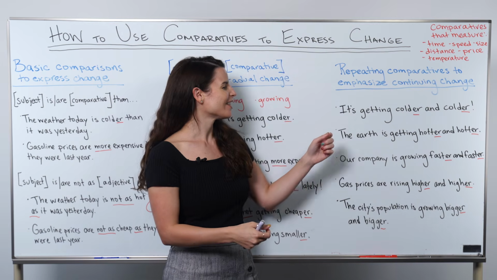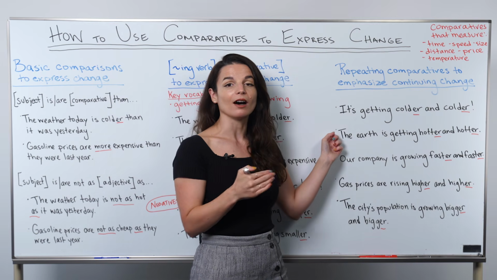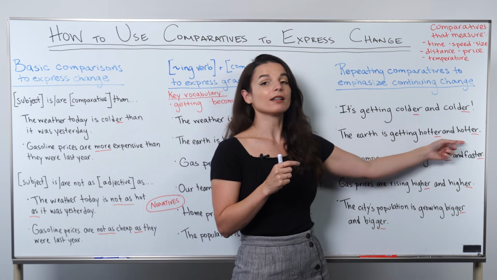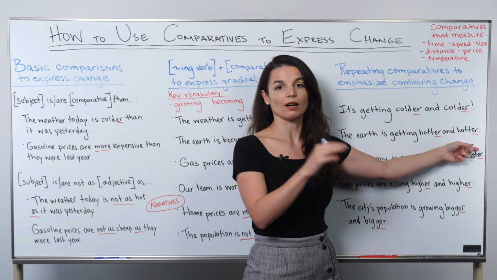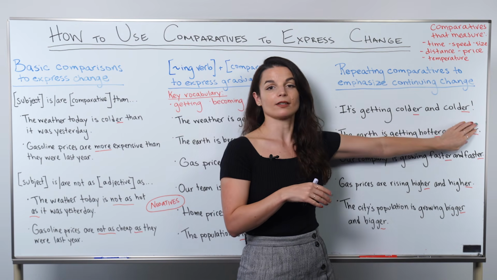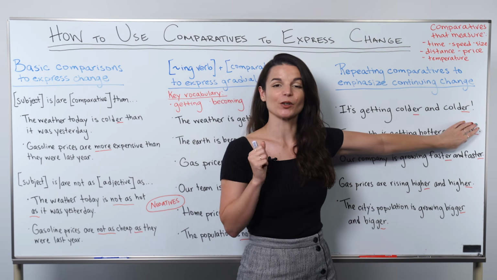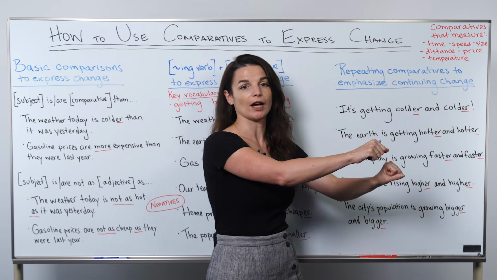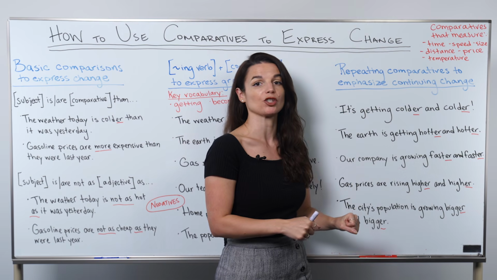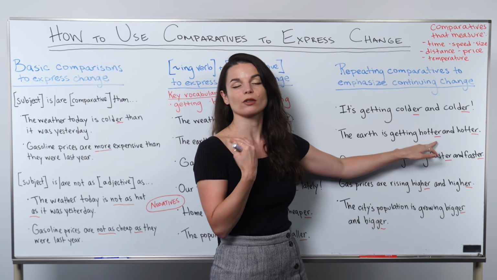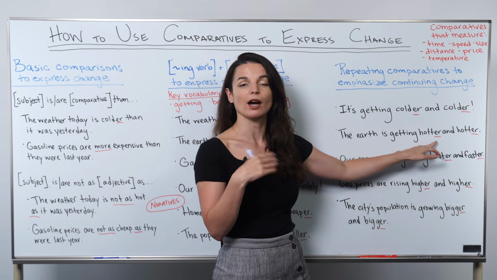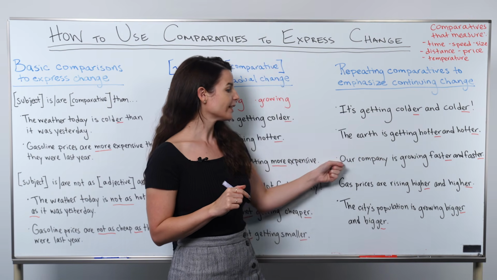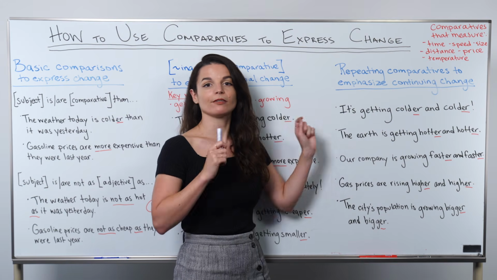Okay, let's look at the next example. The earth is getting hotter and hotter. So again, ing, comparative and comparative. We could say the earth is getting hotter, as we did in section 2. If we say the earth is getting hotter and hotter, it sounds like the speed is much faster, or we're really emphasizing that change. Again, we cannot say the earth is getting hot and hot. That's incorrect. We have to use the comparative form. It's hotter and hotter.